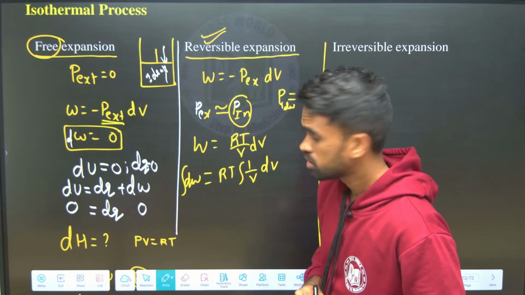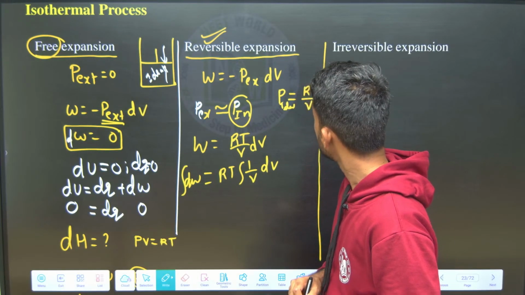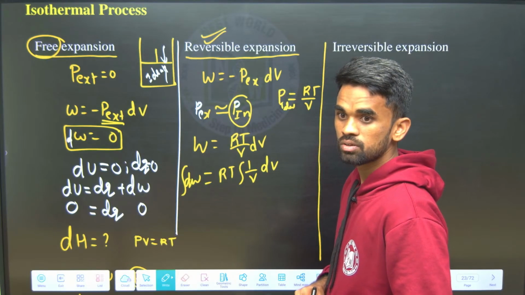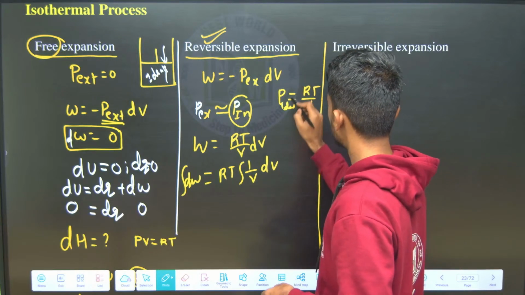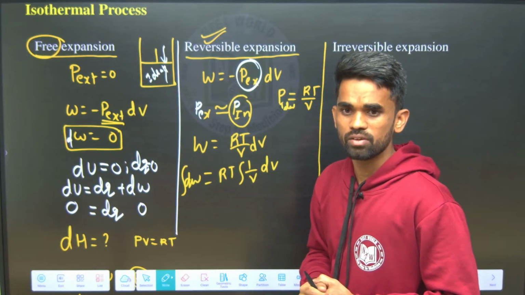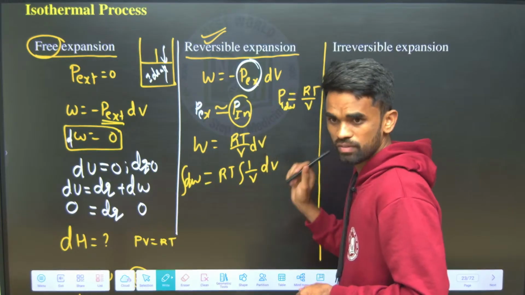RT can be written as PV, then V can be cancelled. What are you saying? RT can be written as PV. Again you will get only P, the same thing. So now RT by V into dV I can write like this.